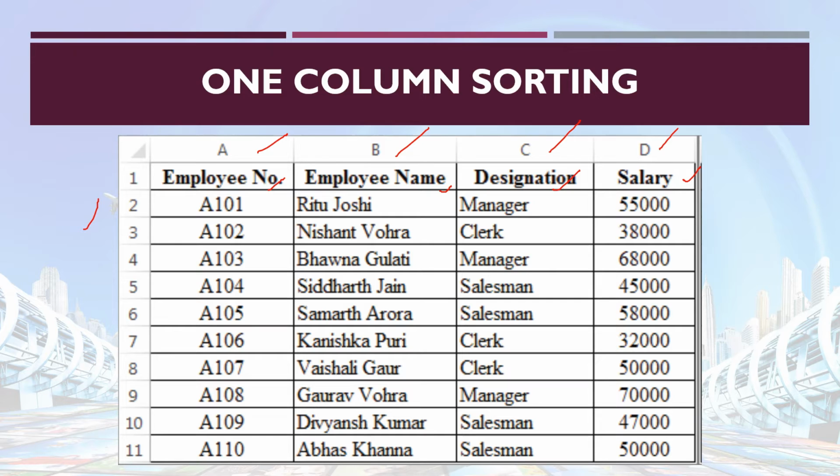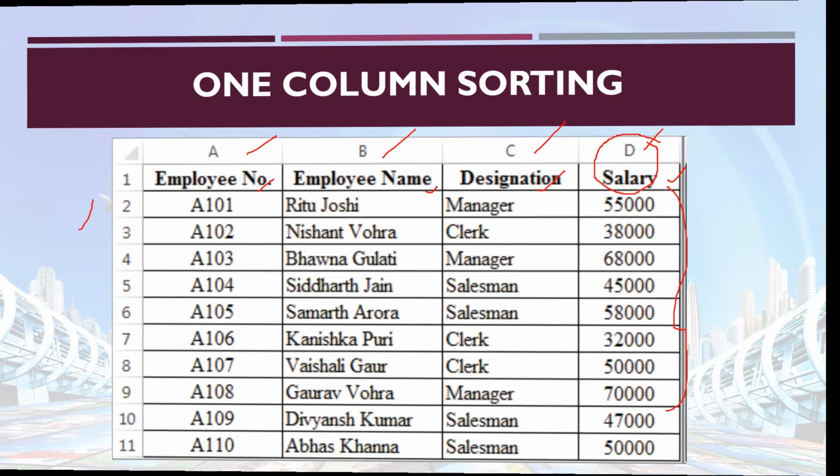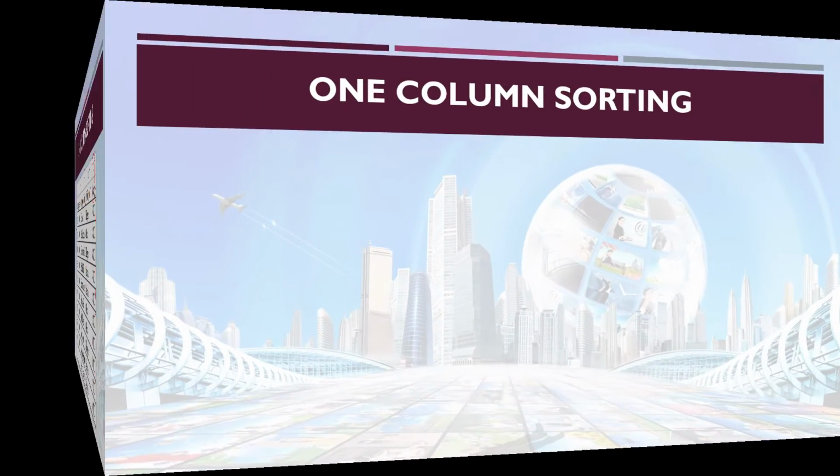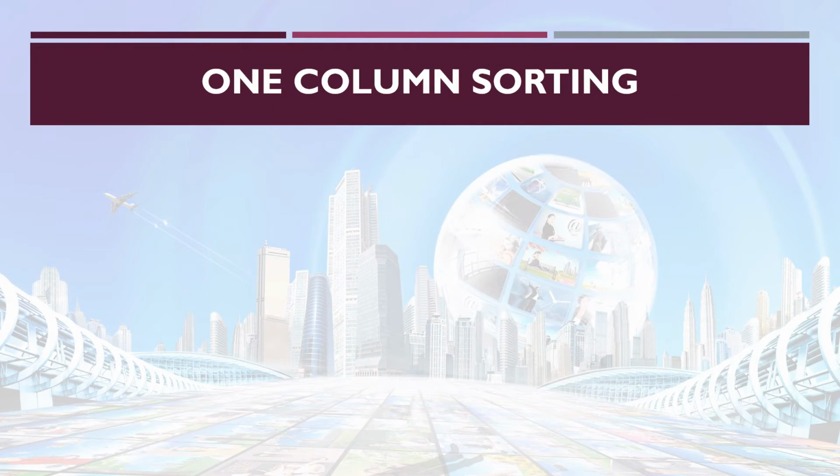Now we are going to arrange only one column. We are considering only the salary column, and we are going to sort the data. Now it is in mixed form, right? Now let's see. First is one column sorting. That is, we are going to sort a single column, the salary column, and arrange the data.